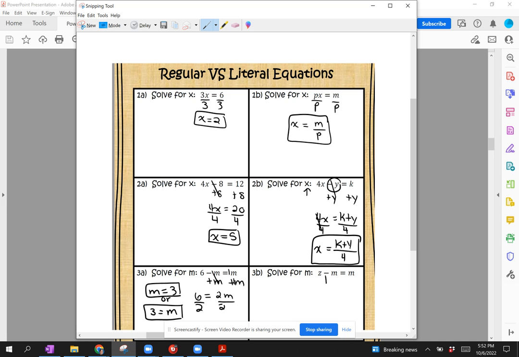So the same idea here. We're going to add m on both sides. Letter z equals 2m. Divide by 2. And then be careful here because you don't want to mix up your handwriting. Z is in the numerator over the number 2.